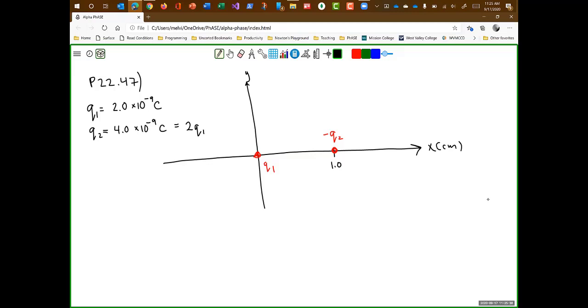All right, so the question for this problem is, where do we need to place a proton so that it would experience no net force? Well, let's first write down what we know about protons. The magnitude of the charge of a proton is the same as the magnitude of the charge of an electron, so we can represent the charge of a proton as just E. And E we have defined to be 1.602 times 10 to the minus 19th coulombs.